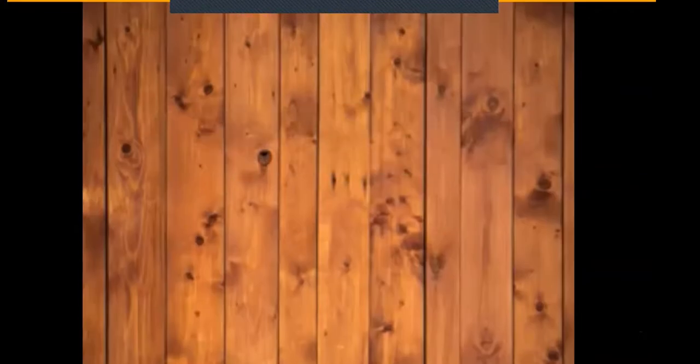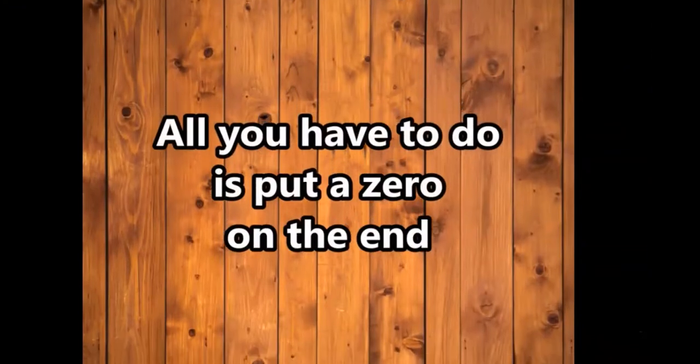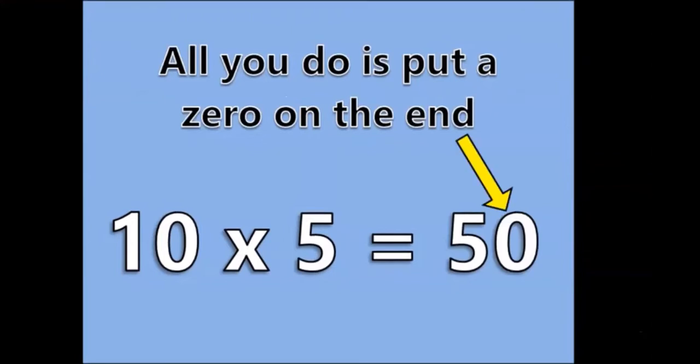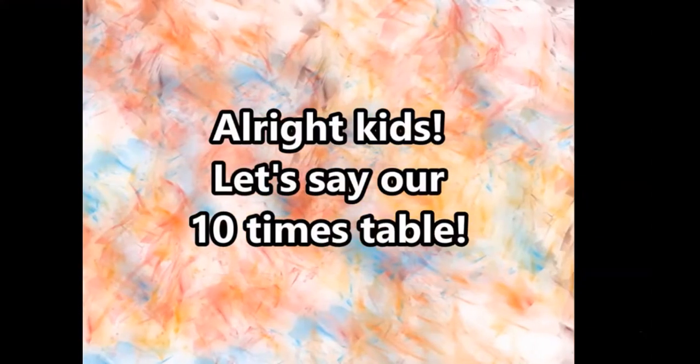If you want to multiply a number by 10, all you have to do is put a 0 on the end. Alright kids, let's say our 10 times table.